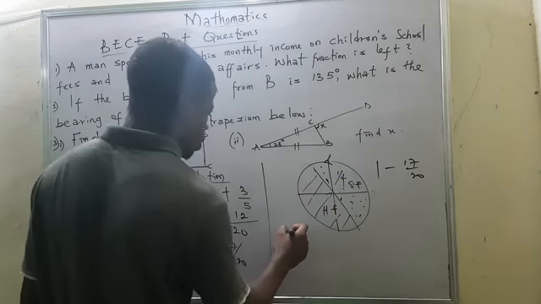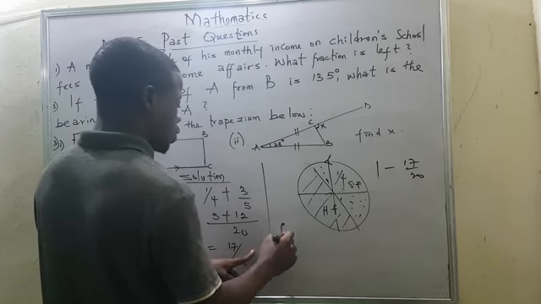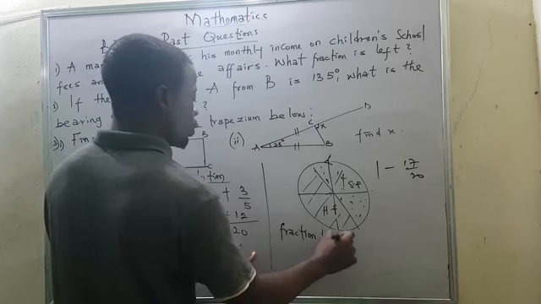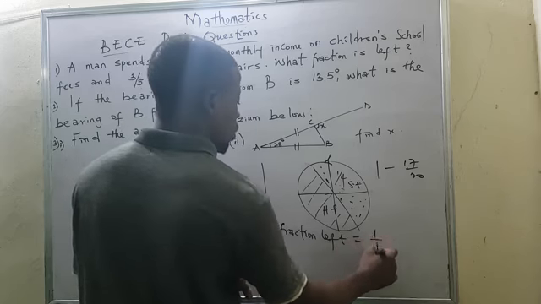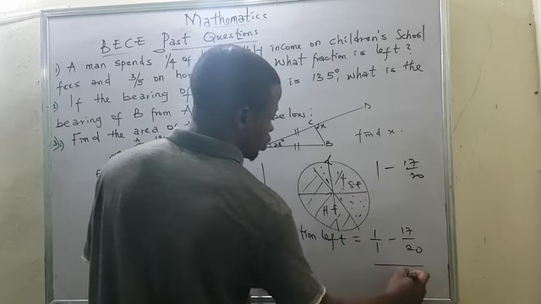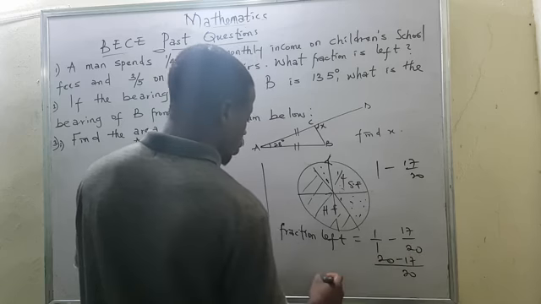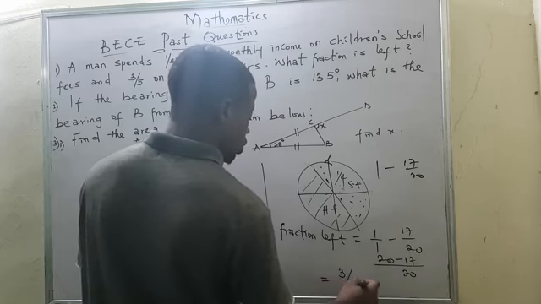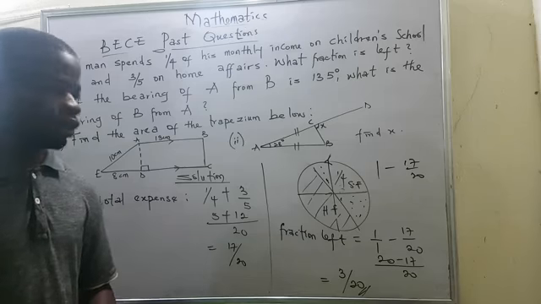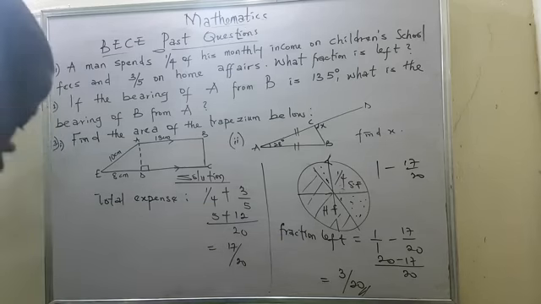Just have one fraction left. Fraction left: I have 1/1 minus 17/20. Take your LCM to be 20. That will be equal to 3/20. You get that? We'll move on to the next question.